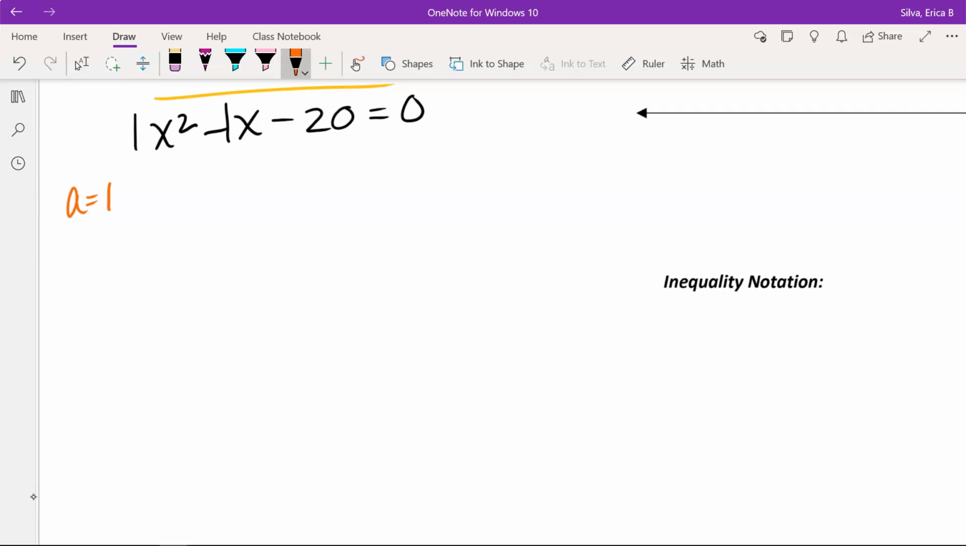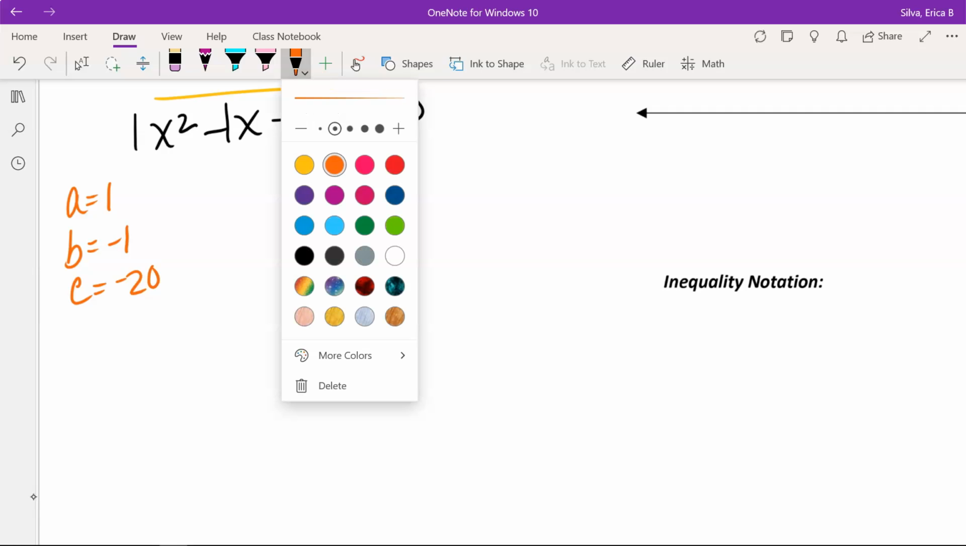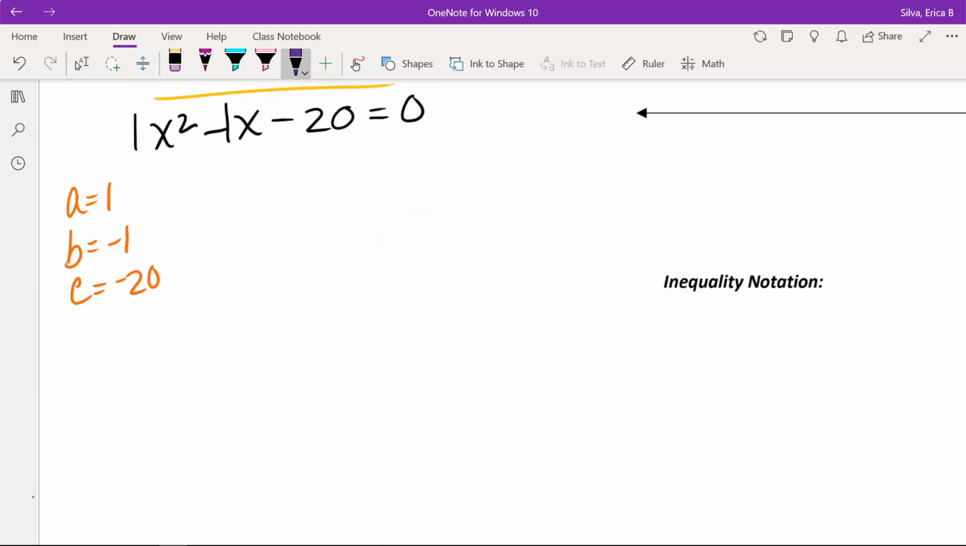So we start with a is equal to 1, b is equal to -1, and c is equal to -20. Again, you can use the quadratic formula if you would like, but we're going to practice factoring. So we have 1 times -20, we get -20, and then on the bottom we're going to put -1. Again, we're looking for factors of 20.